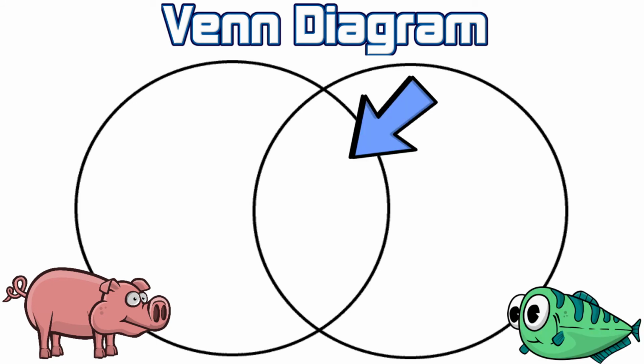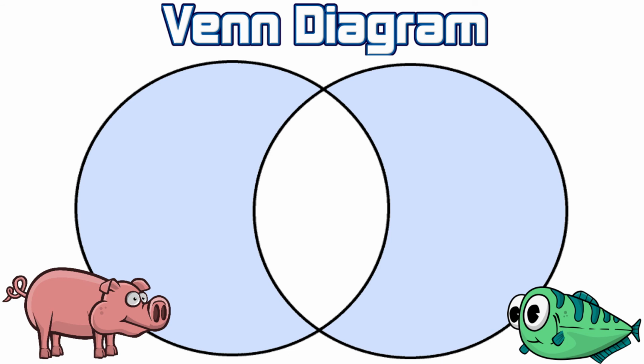Notice how both circles share some common space. This is where you list the details that both items have in common. Each circle also has a space that is not shared with the other circle. This space is reserved for details that are only true about each item.